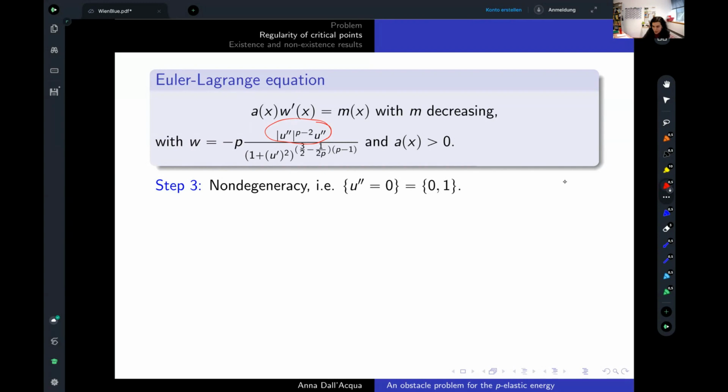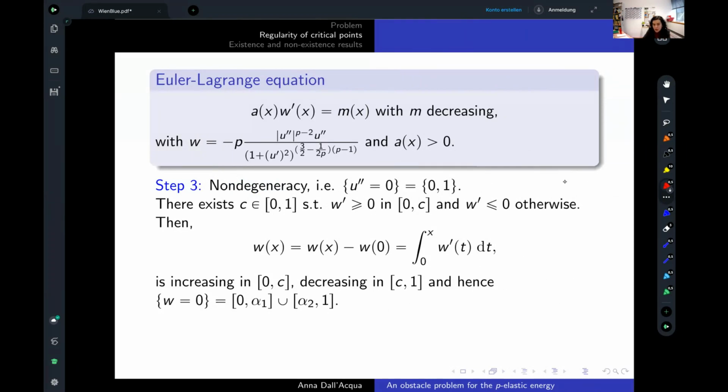And all of this can be derived quite elementary as before from this Euler Lagrange equation. As before, there exists a C such that w prime is bigger or equal than 0 in 0C and smaller or equal than 0 otherwise. Then we integrate, and let's recall that w of 0 is equal to 0. So from this formula, we see that w has to be increasing in 0C and decreasing in C1. Since w then is first monotone increasing and then monotone decreasing, it can attain a value only at a point or in an interval. Since it is 0 at 0 and in 1, then it can be 0 only in an interval containing 0 joined with an interval containing 1.